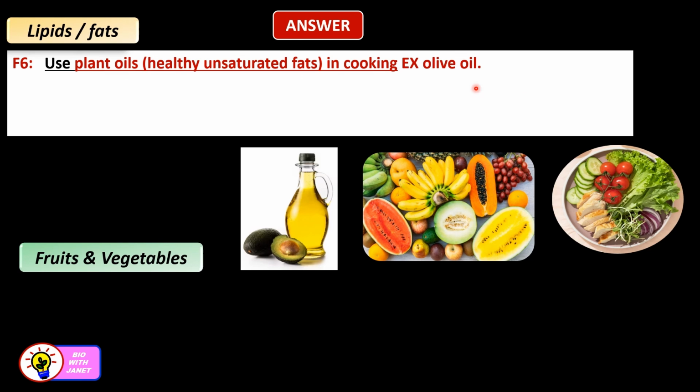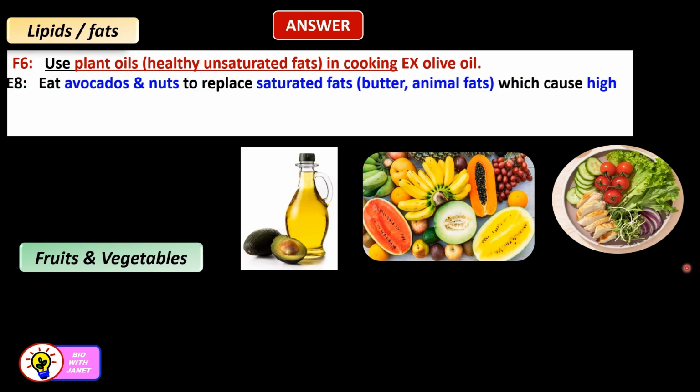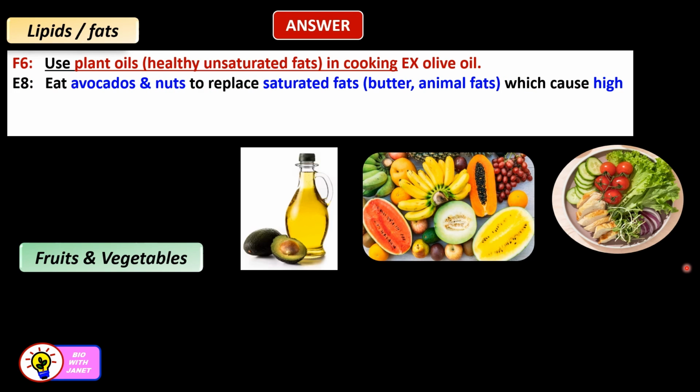So examples of these plant oils that are healthy are the olive oil, and also avocados and nuts can be eaten to provide some healthy fats to replace the saturated fats in butter and animal fats, which can cause high cholesterol level. Okay, so why do you need to eat the healthy fats? Is to help in the absorption of vitamins A, D, E, K into the body.